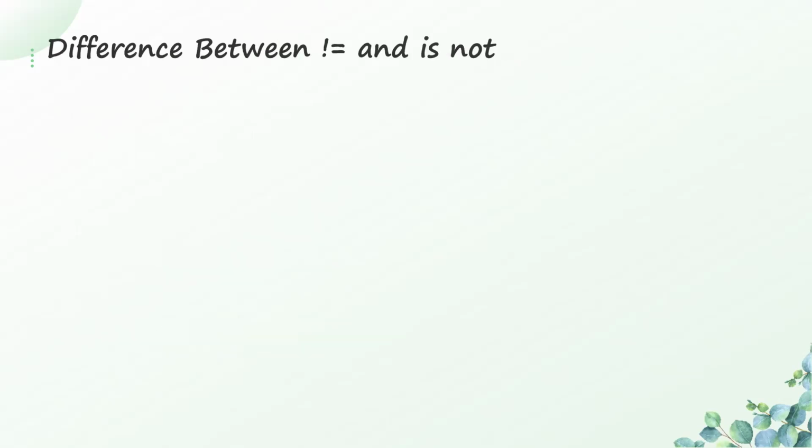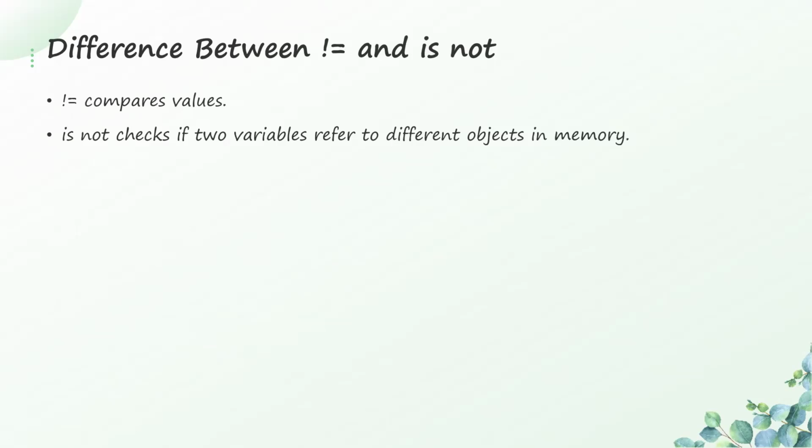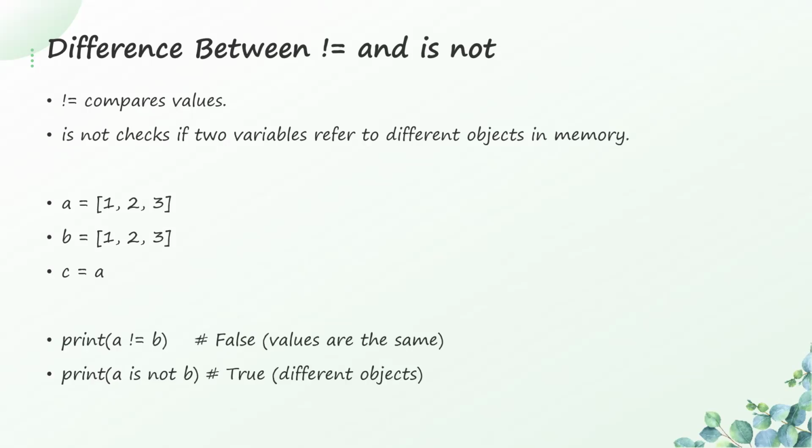What is the difference between not equal to and is not? Basically, not equal to checks their values, it compares values, but is not compares their objects in memory. It's almost the same thing as equal to and the is operator, so I'm not going to explain too much here. If you understand what I explained about the equal to and the is operator, you have everything here.